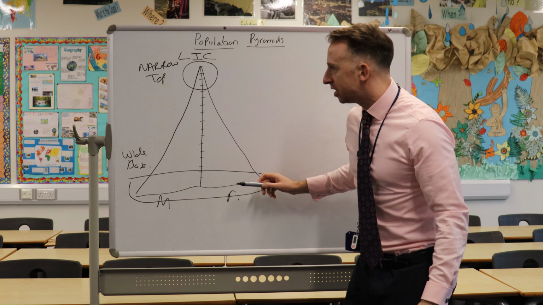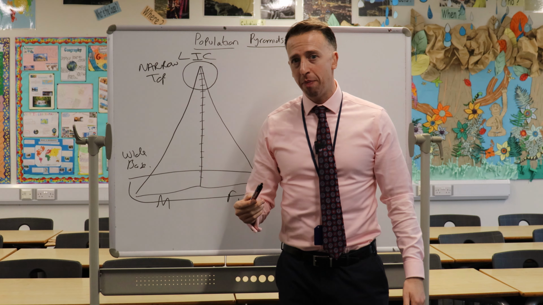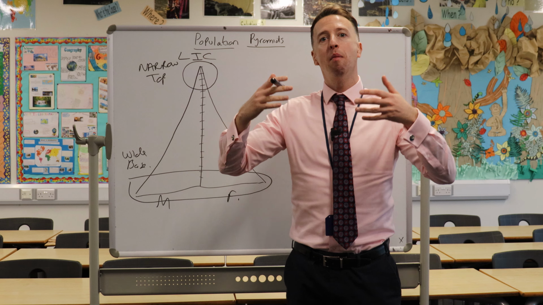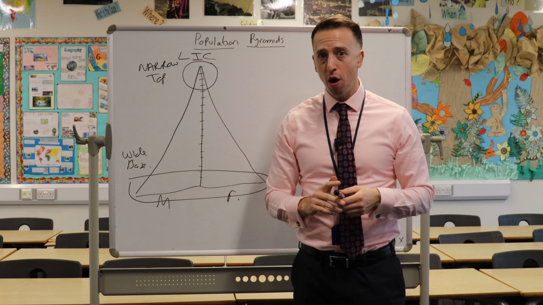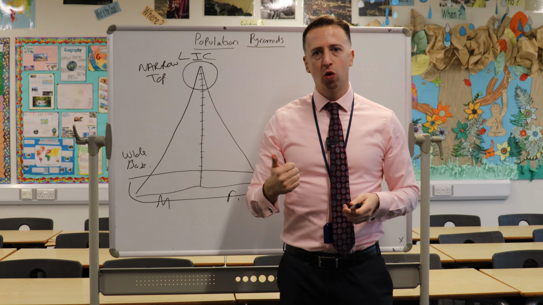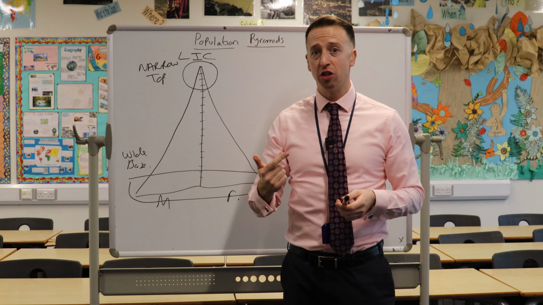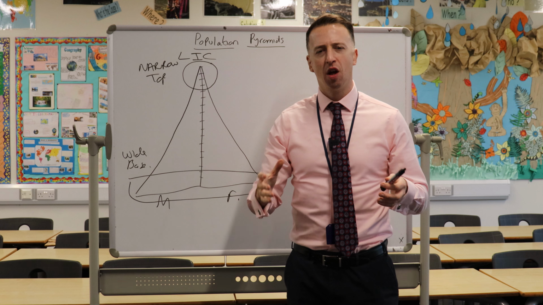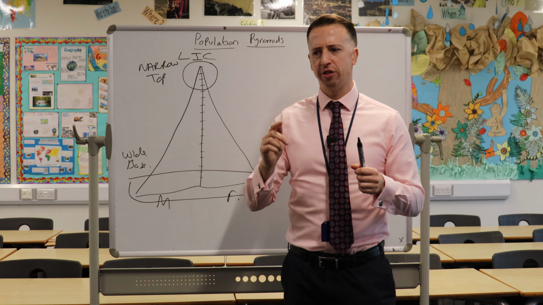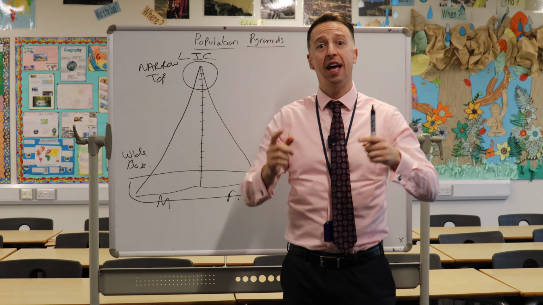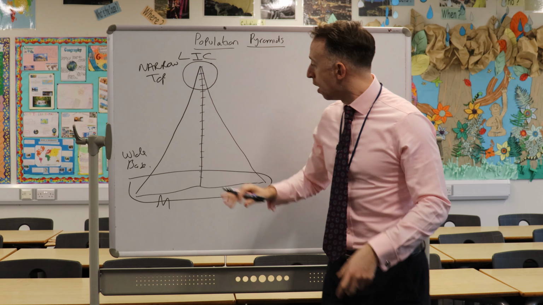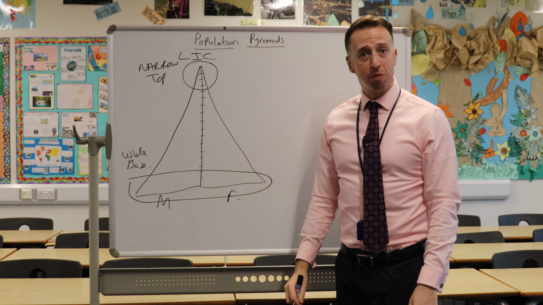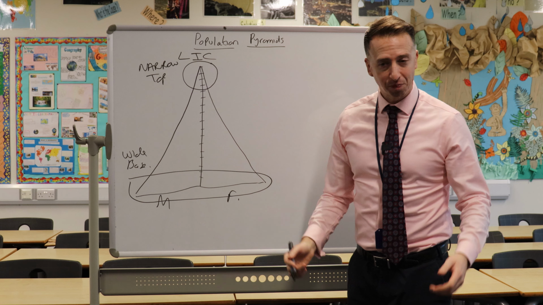The base is really wide. Why is the base wide? Because there's a high birth rate. Why is there a high birth rate? Lack of affordable contraception, lack of sex education in schools, high infant mortality rate, etc. I do have another video on the reasons why birth rate and death rate can go up and down. Check it out, it will help. But essentially, that is your population pyramid for an LIC.